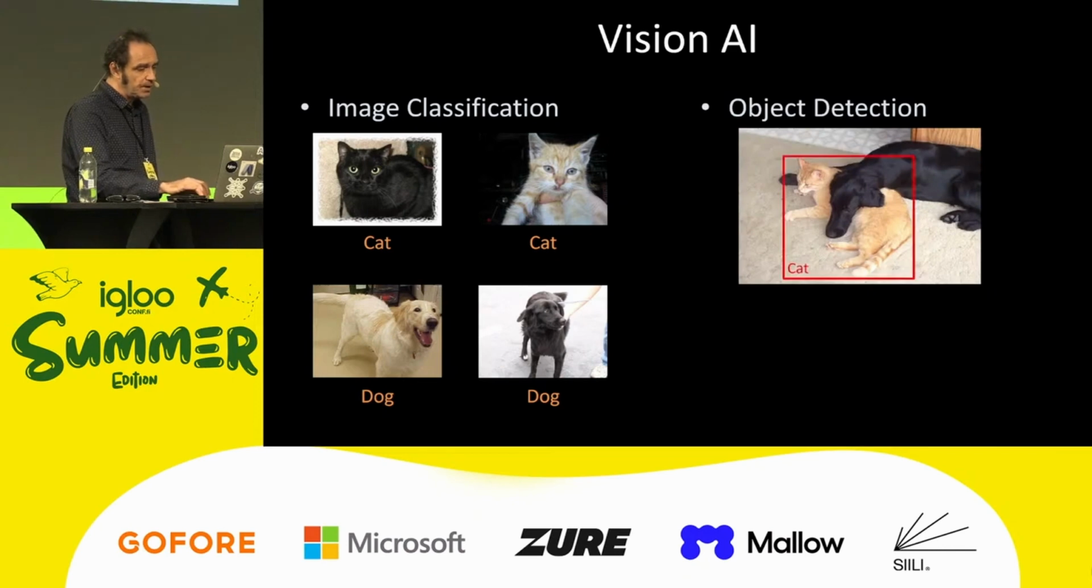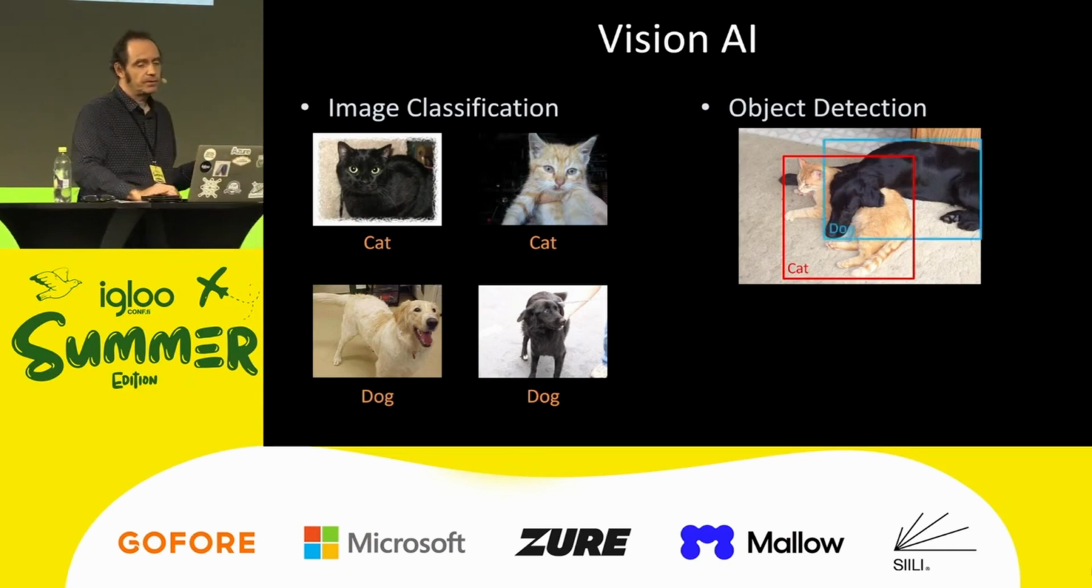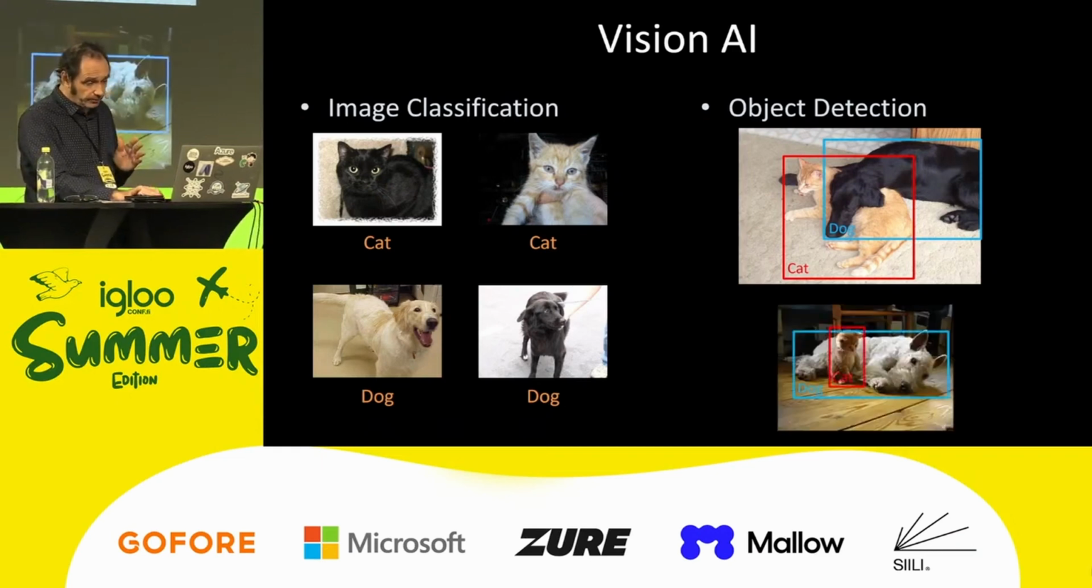The other one is object detection, where you show a photo of a cat and a dog, and it's going to identify the cat and give you a bounding box around the cat. Same thing with the dog, identifies the dog and gives you a bounding box around the dog. As you can imagine, object detection is a lot more challenging for a couple of reasons.